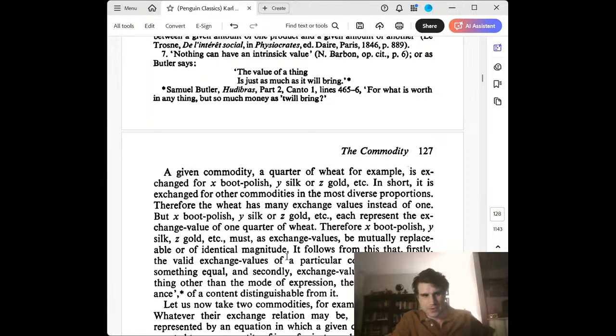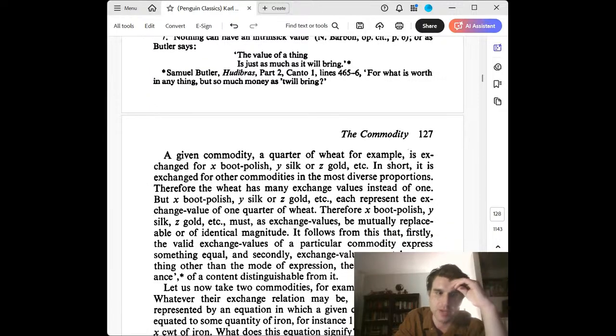It follows from this, firstly, that the valid exchange values of a particular commodity express something equal, and secondly, exchange value cannot be anything other than the mode of expression, the form of appearance of a content distinguishable from it.